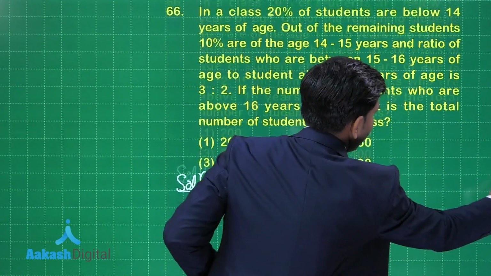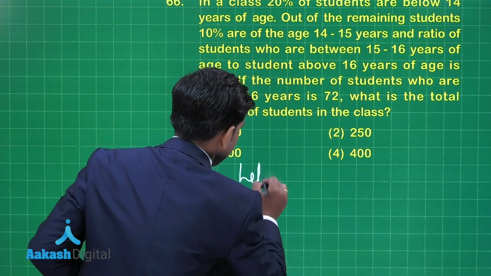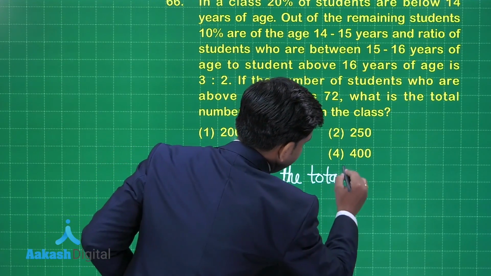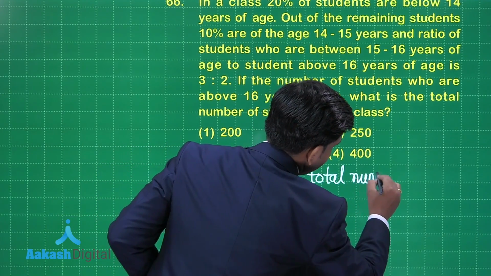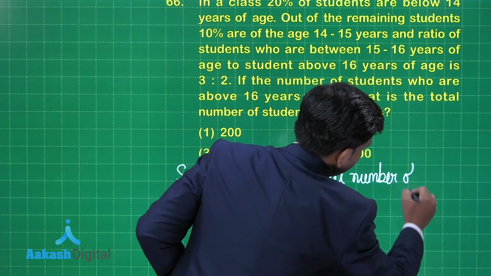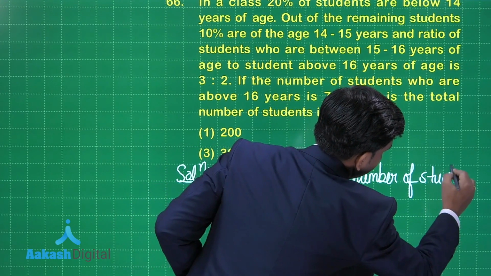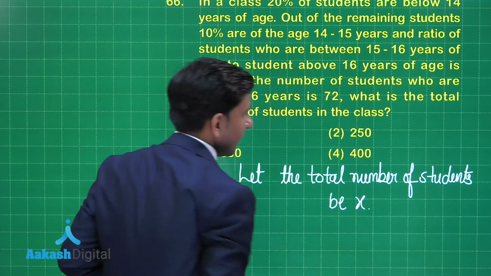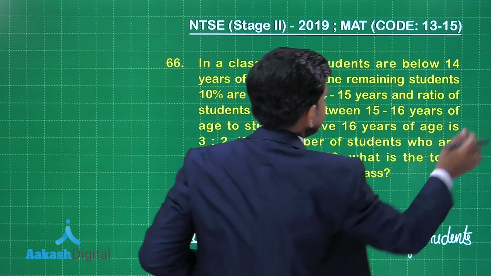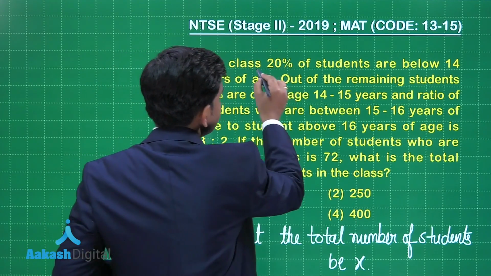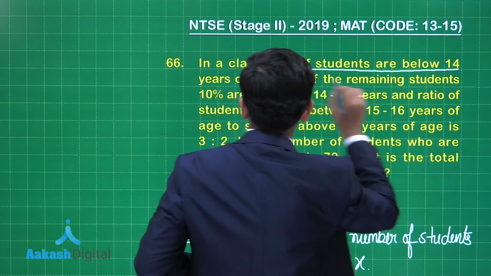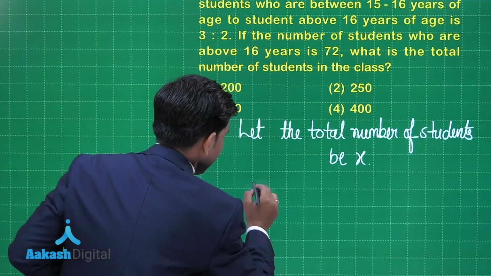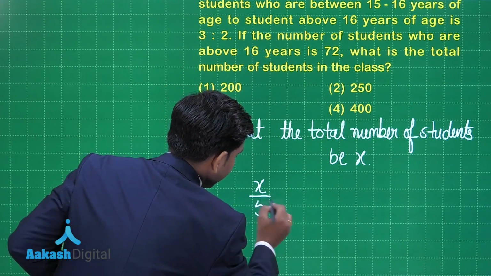Friend, first of all, we are going to assume let the total number of students in the class be X. Now, as per the given conditions, 20% of the students are below 14 years of age. So 20% of X, simply it is written as X upon 5.